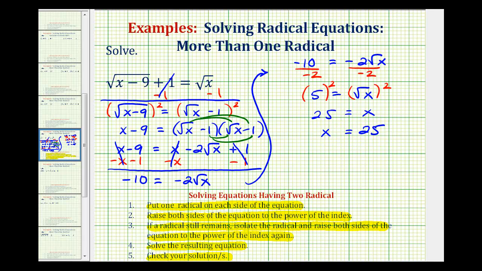And now to make sure this works, we'll perform substitution into the original equation. So underneath the square root, we'd have 25 minus 9. That's going to be the square root of 16 plus 1 equals the square root of 25. Well, the square root of 16 is 4. 4 plus 1 is equal to the square root of 25, which is 5. So our solution checks, and our solution is x equals 25.